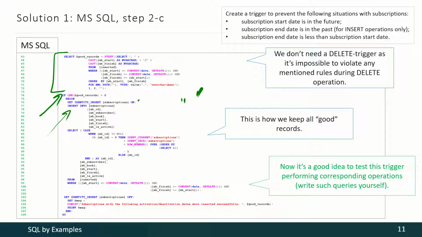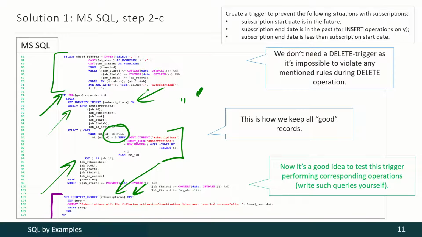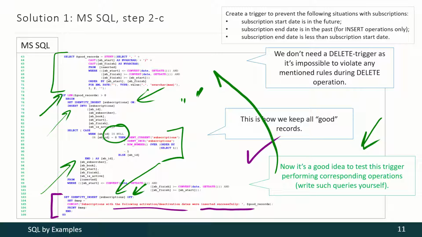So we have to allow the insertion on identity fields, we have to calculate the value of the auto-incremented primary key in case it's not passed to the query explicitly, then we have to perform the insert operation, and we have to turn the identity insertion off. Finally, we only have to mention that some records were processed successfully, and that's all. And once again, please create all these triggers and write some queries to test how those triggers work.